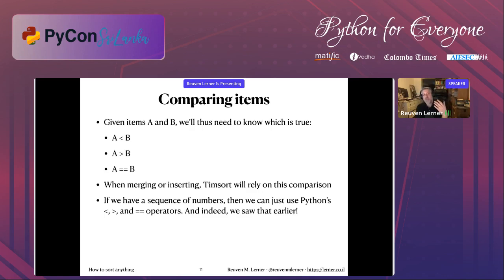So if we have a sequence of numbers, like a list of numbers, a tuple of numbers, then we can just use less than, greater than, and equal. And we saw it earlier, right? Tim sort works just fine. The sorted function works just fine because it's able to use less than, greater than, equal on numbers. That works fine.